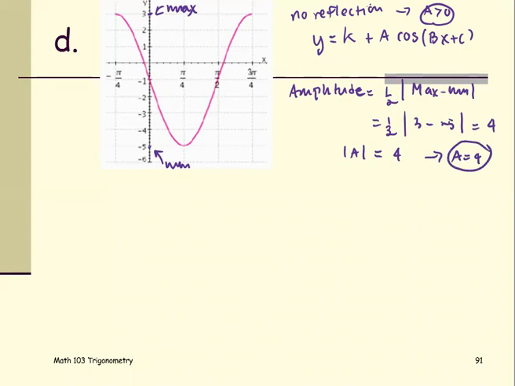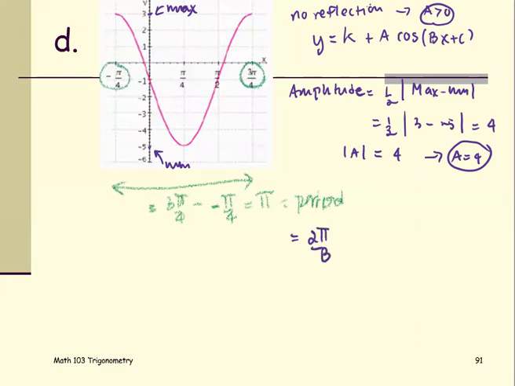Next, consider the period. The right end is at 3 pi over 4, the left end is at -pi over 4. The period will be the length from -pi over 4 to 3 pi over 4, which is equal to 3 pi over 4 minus -pi over 4, or just pi. This is the period. The formula to compute the period is 2 pi divided by b. 2 pi divided by b equals pi, which is the period for this graph. We're going to solve for b. B equals 2 pi divided by pi, or 2.